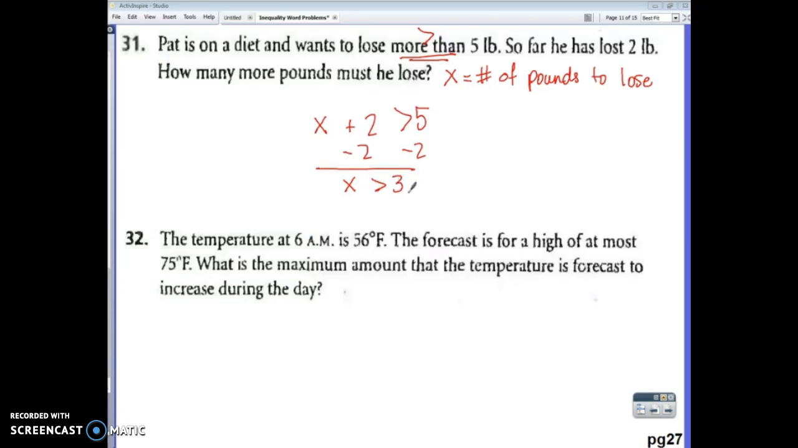X is greater than 3. This makes sense because if you want him to lose 5 pounds and he's already lost 2, X has to be greater than 3 because if it's equal to 3, it would be 5. And that's not losing more than 5 pounds. So if X has to be greater than 3, number of pounds to lose, he must lose more than 3 pounds. See that, people? It's right there. Y'all are smart. Let's do this thing.